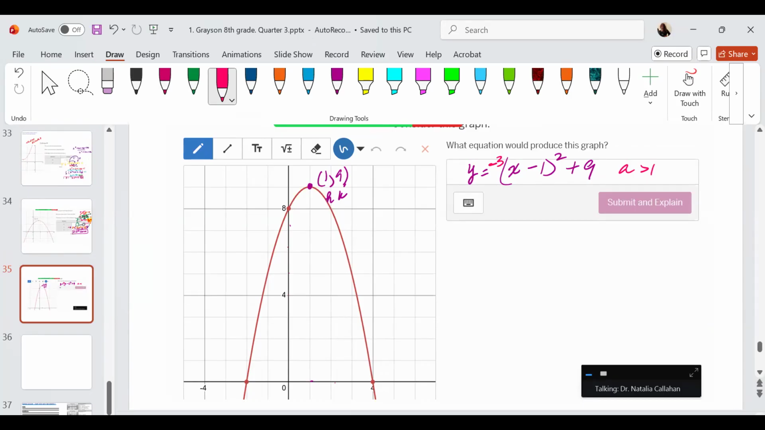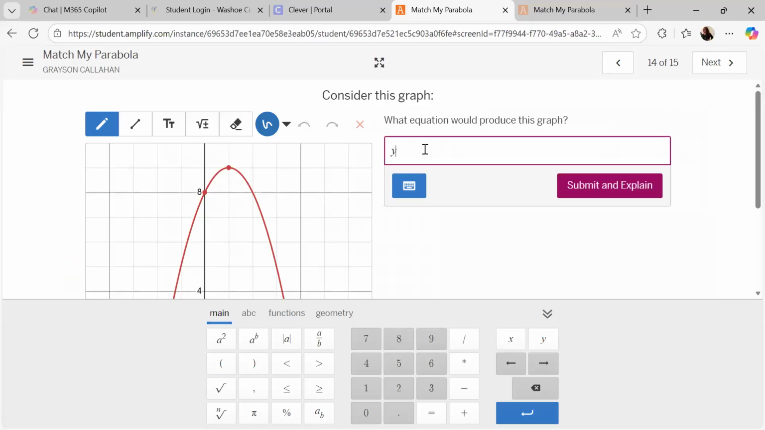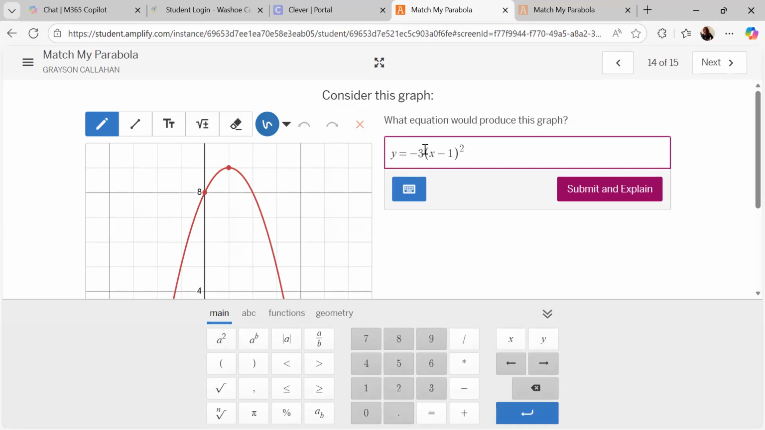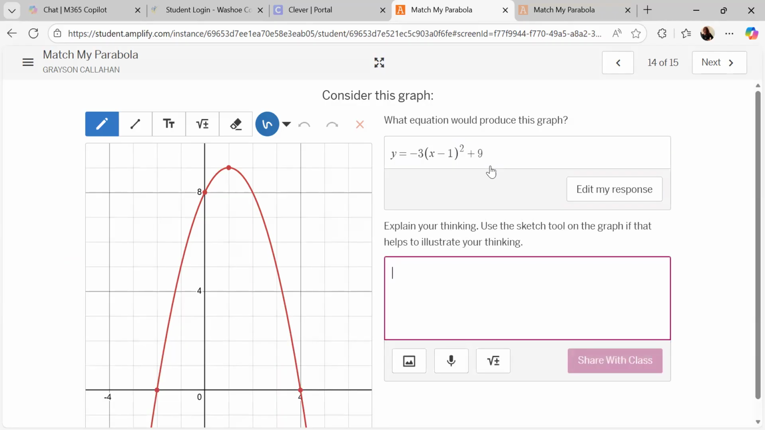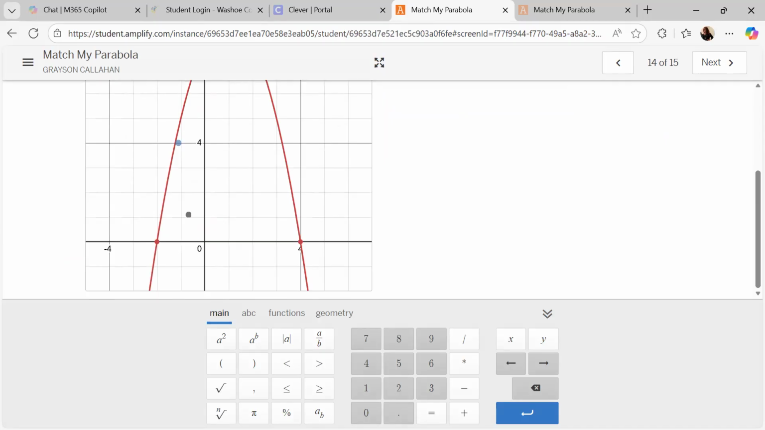Did you write this down? Do you remember what it was? Well, maybe you can remember what it was. Y is equal to what? Negative 3 times x minus 1 squared plus 9. Was that 9? Yeah. Hold on. Oh, I think that's it. It didn't really even do anything. Hold on a second. It doesn't actually check your work, does it? No.